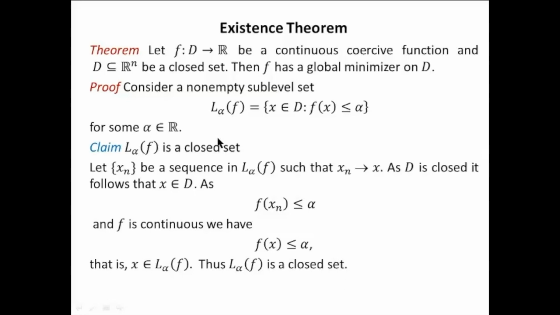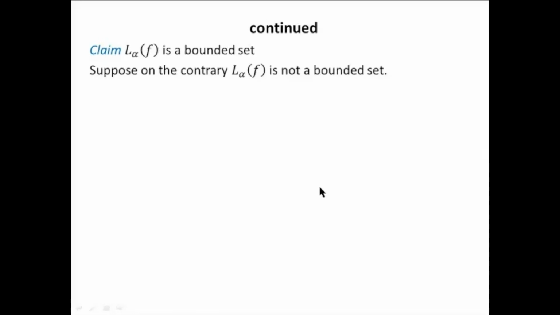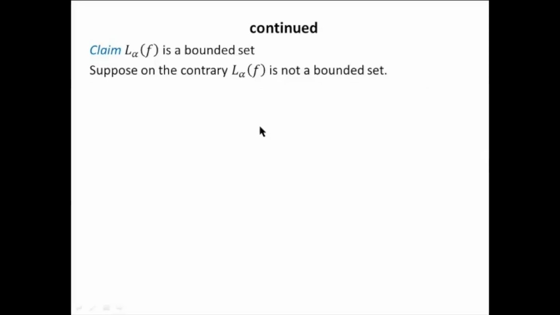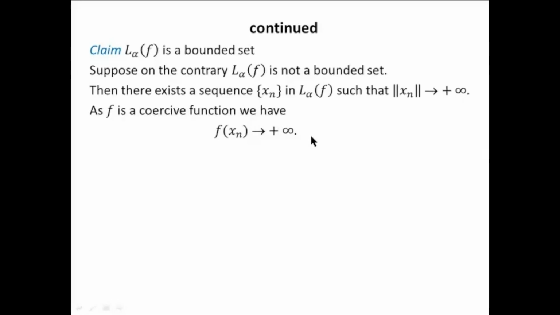Now I need to prove this is also a bounded set. Let us see how we do that. We are going to prove it by contradiction. Let me assume that it is not a bounded set. That means we have a sequence in this sublevel set which satisfies the condition that the norm of xn goes to plus infinity as n tends to infinity. Now what do we know about this function f? It is a coercive function. So f of xn will go to plus infinity.